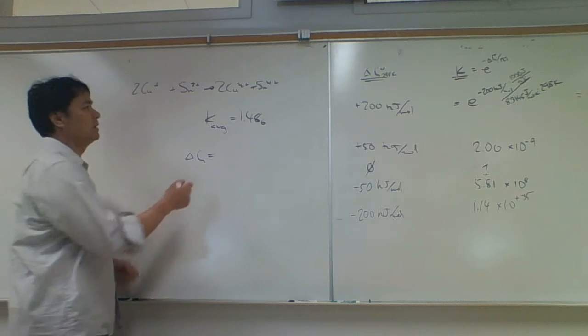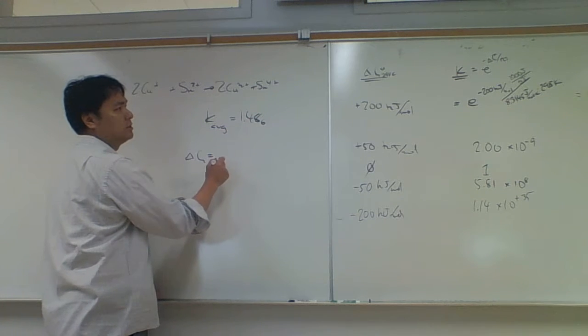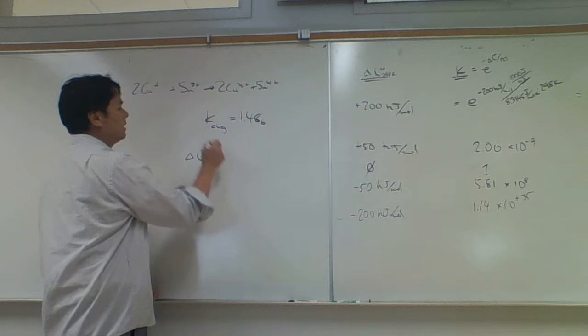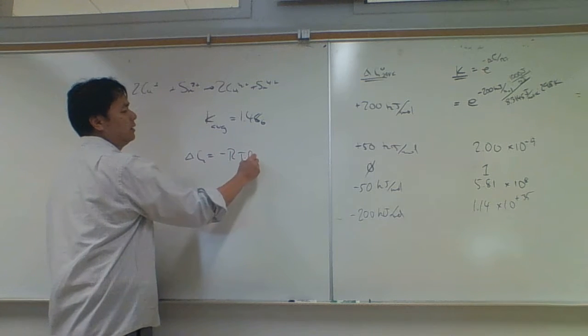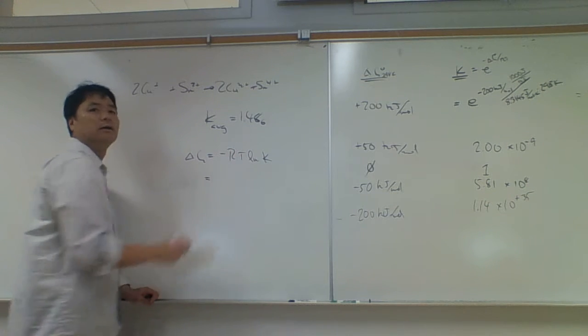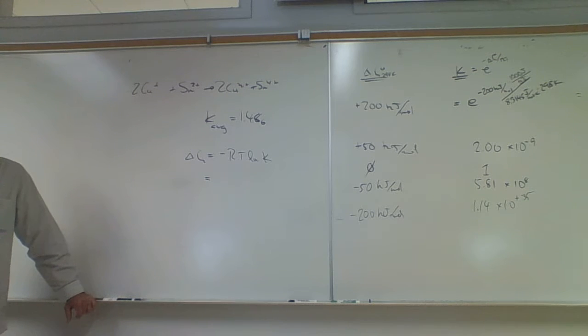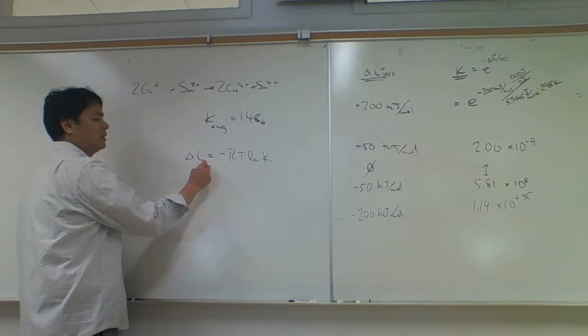So here we would just plug it into our equation. Delta G naught is equal to minus RT ln K. That's the relationship that's observed between K and delta G. And so we need a temperature. What temperature do you think this is at? If the temperature is not specified, you assume it must be room temperature. It's got to be 298.